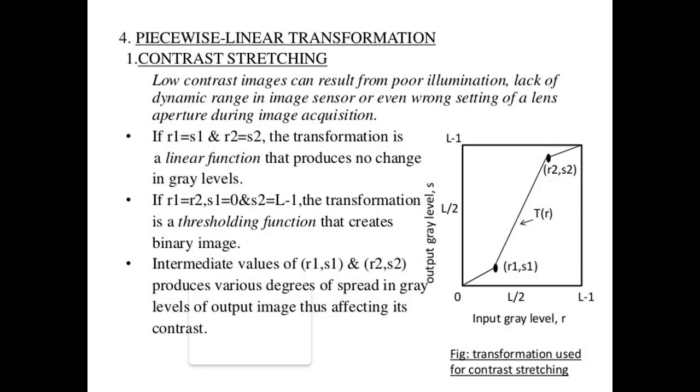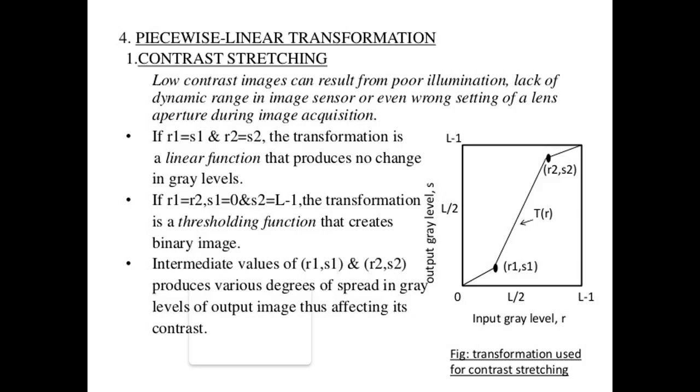Piecewise linear transformation function. There are three types of piecewise linear transformation function. First one is contrast stretching, second one is gray level slicing, and third one is bit plane slicing. First, let us understand contrast stretching.